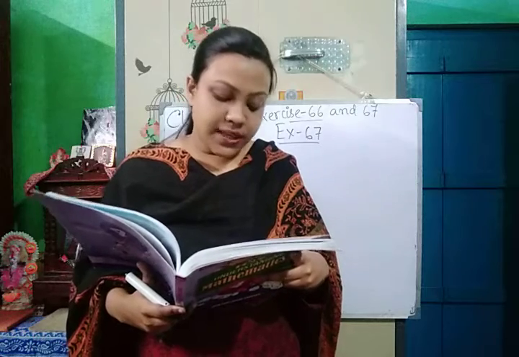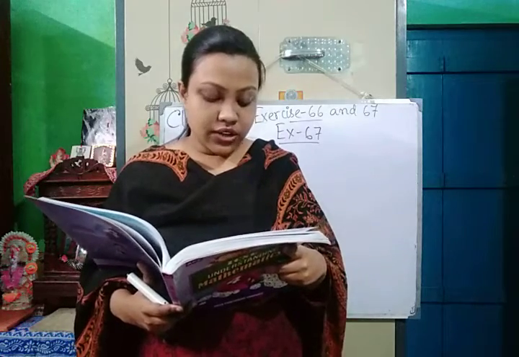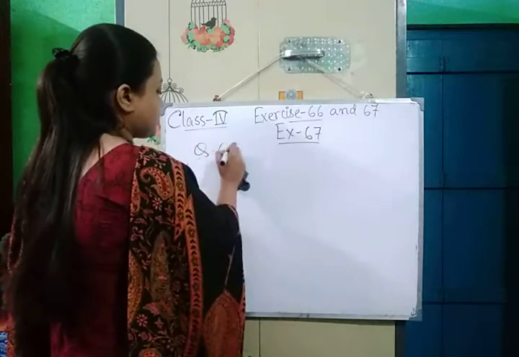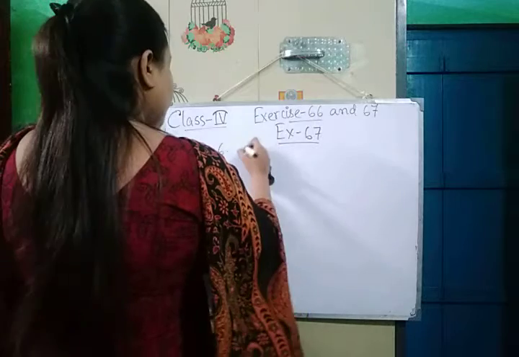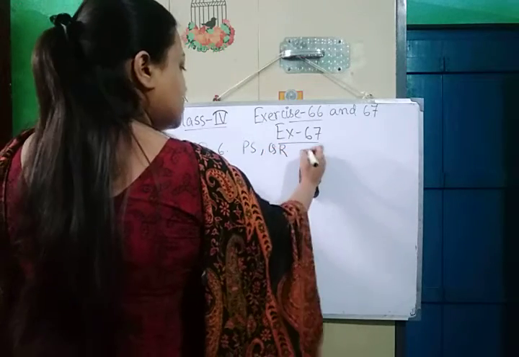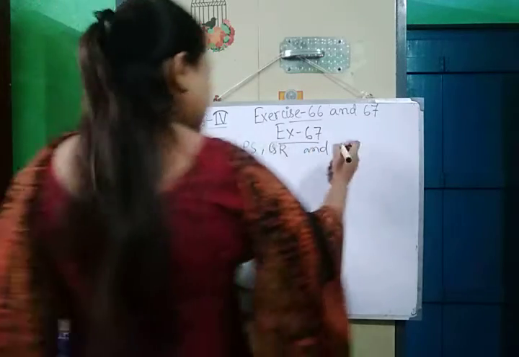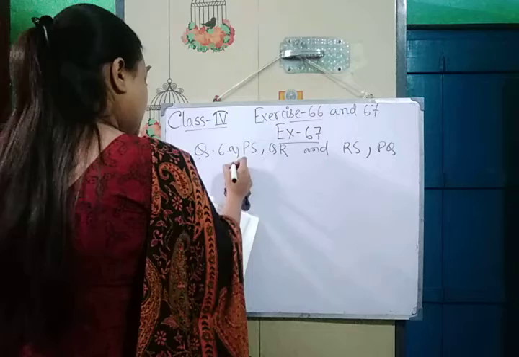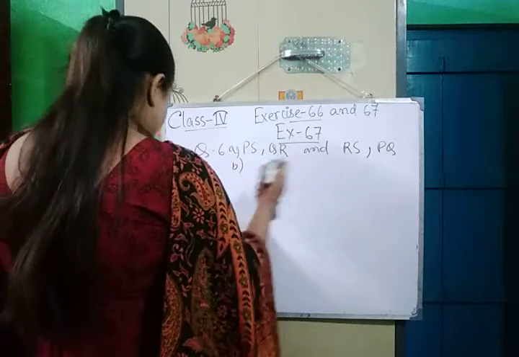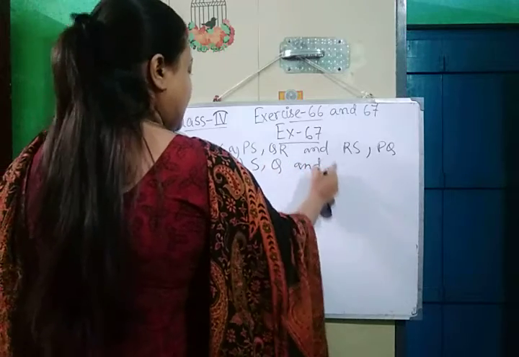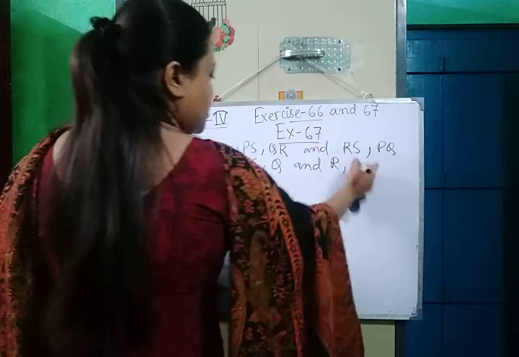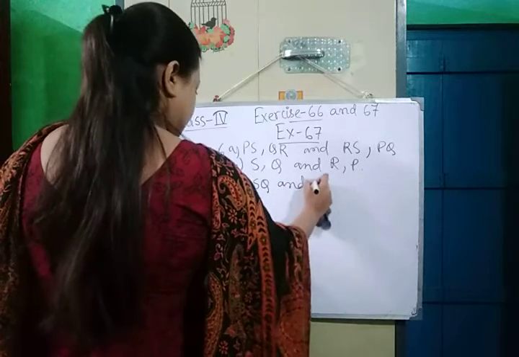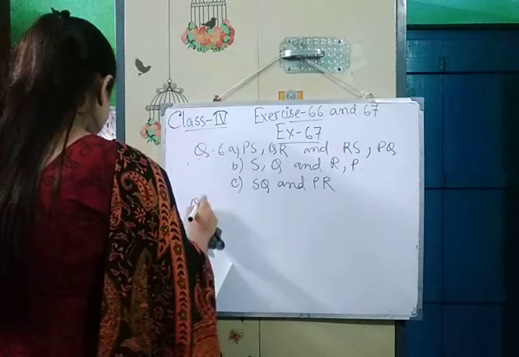In question number 6, in the figure PQRS is a rectangle. So write down the names of opposite sides, opposite vertices and diagonals. So I am writing here in question number 6. First, the opposite sides I am writing here. PS and QR, these are two opposite sides, and another set of opposite sides are RS and PQ. These are two opposite sides. This is A. Now B is opposite vertices. So S and Q, SQ are opposite vertices and RP or PR are opposite vertices. C is diagonals. Diagonals are SQ and PR. These are two diagonals. Okay.